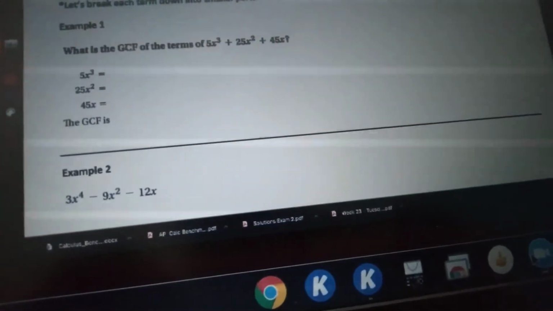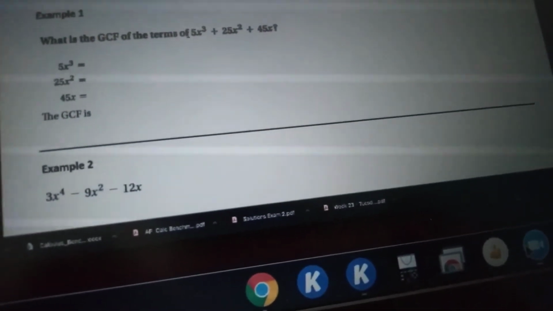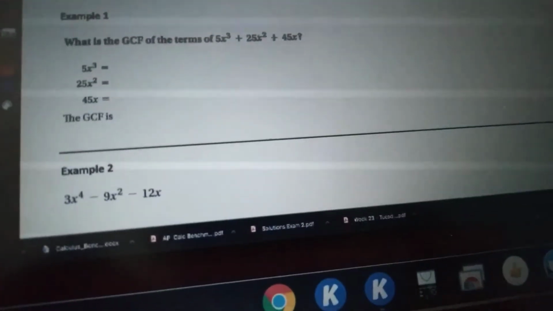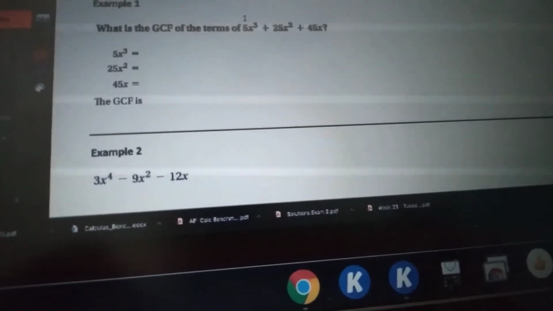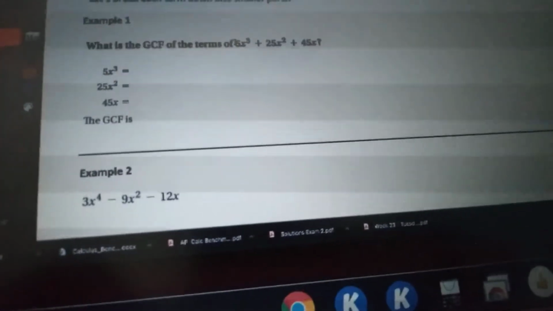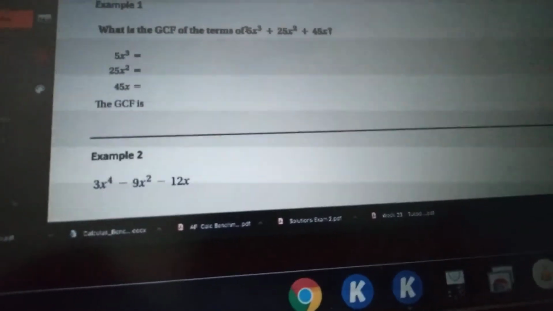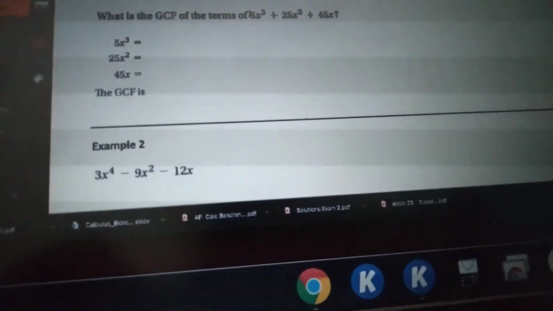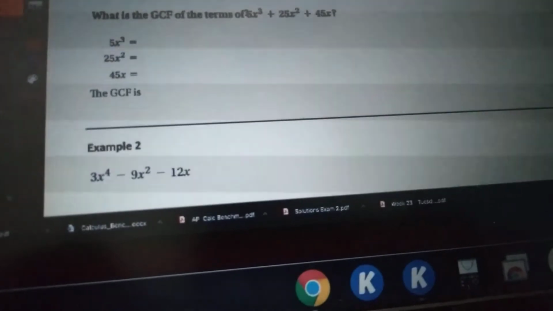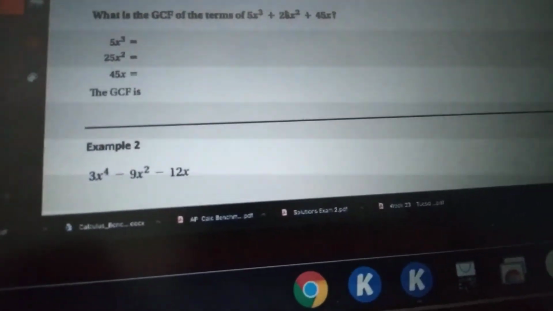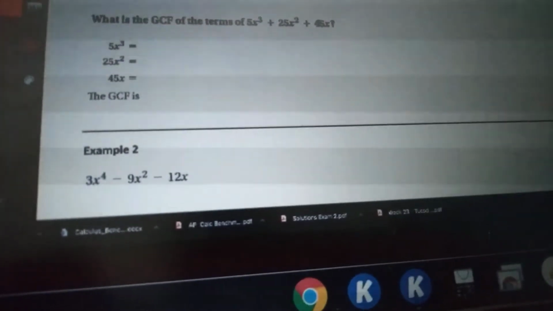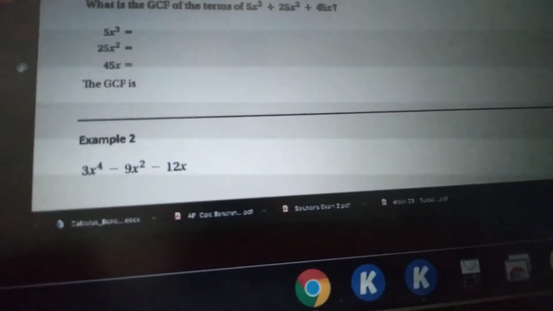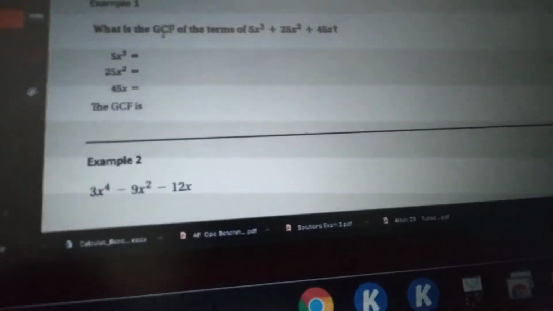What is the GCF of this trinomial? First, we start with the numbers. I got 5, I got 25, I've got 45. The largest number that I can divide 5 by is in fact 5. Everyone understand that? Now let me check. Can I divide 25 by 5? I sure can. Can I divide 45 by 5? I sure can. So therefore, my GCF is 5.